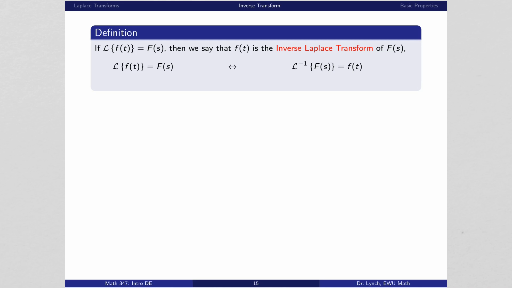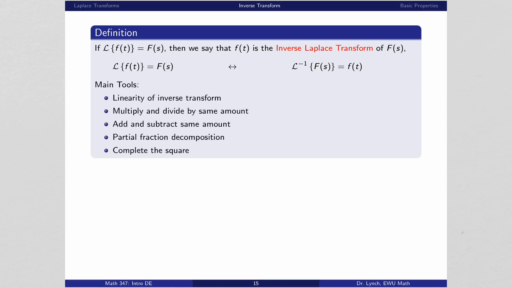And as you might imagine, linearity comes in handy too, but the main tools for identifying the inverse transform end up being also multiplying and dividing by the same amount, adding and subtracting by the same amount, and a couple tricks we've seen previously, including completing the square and a partial fraction decomposition. So we'll see those throughout as we go through more of these inverse transforms.